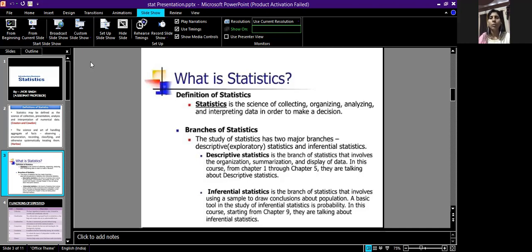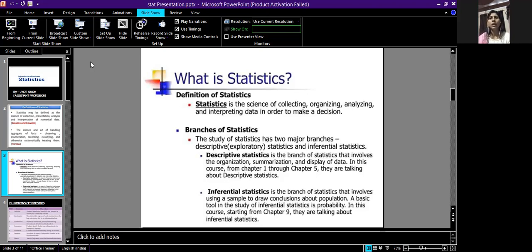So this is the one-line definition of descriptive and inferential statistics, and we will discuss it in detail in our further lectures or slides. So let's move on to the next topic, the functions of statistics. What are the main functions of statistics?